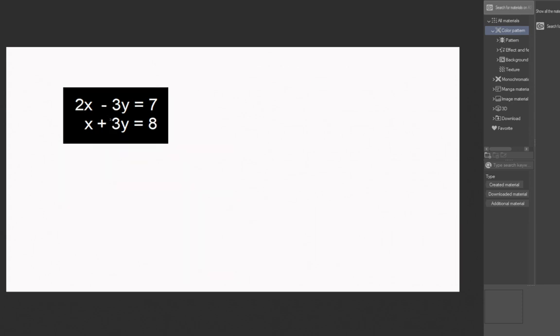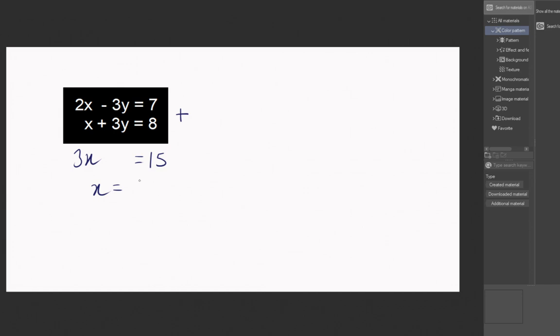So let's try this one. Again, we can see that subtracting is not going to help. But we have the same number, 3 and 3y, but one is minus and one is plus. So if the signs are different, you can add them together and they will cancel out. So 2x and x is 3x. And a minus 3y and a plus 3y will cancel when you add them. So that's 0. And then on the right-hand side, 7 plus 8 is 15.